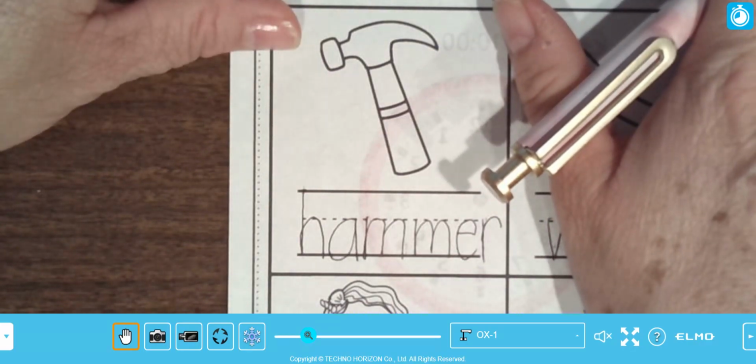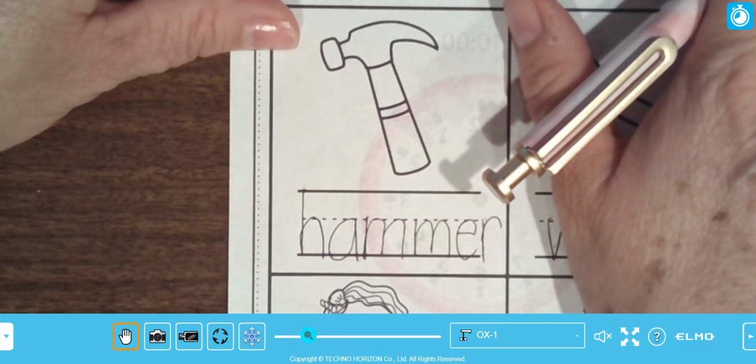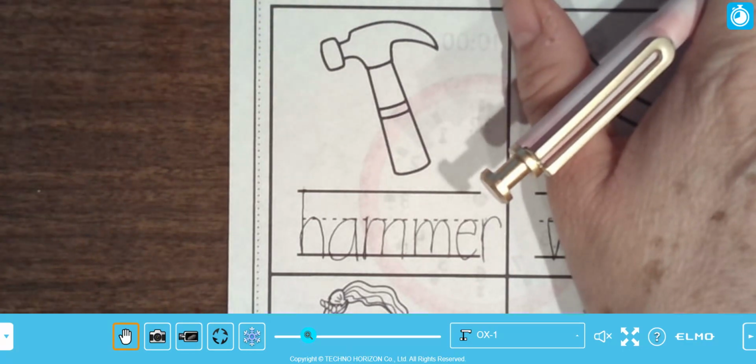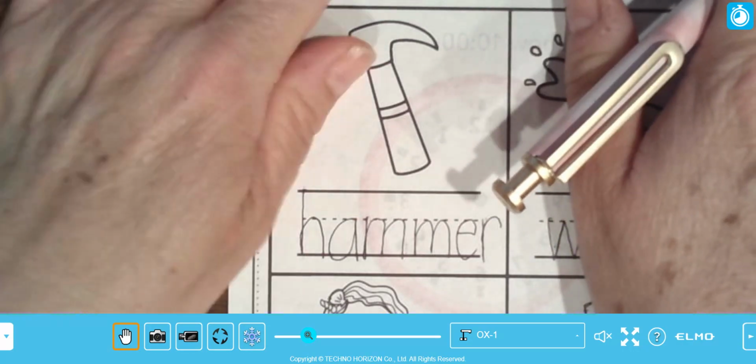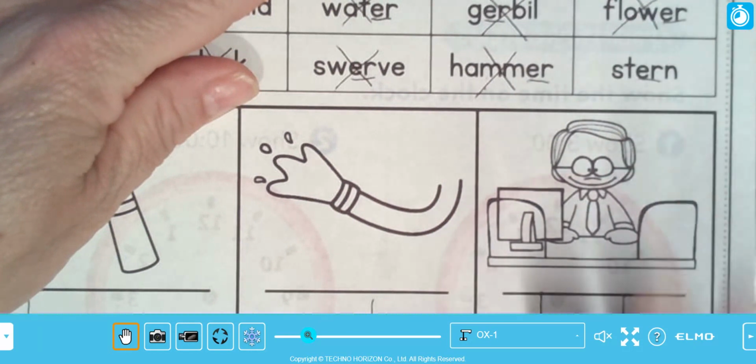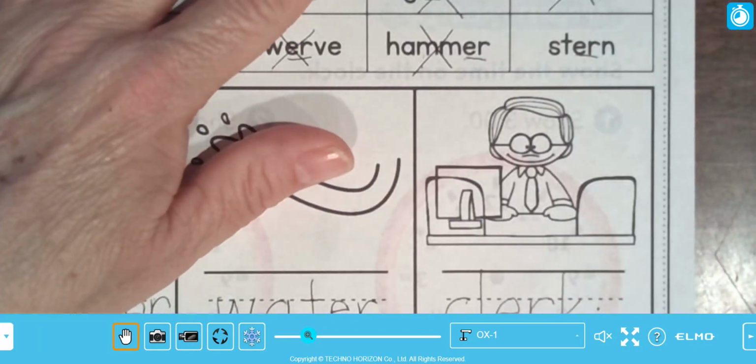Hammer. As you're writing the word hammer down, I'm going to give you a sentence. I put in the nails with a hammer. Hammer. Okay, I'm going to cross out the word hammer. And now we've got one more left.